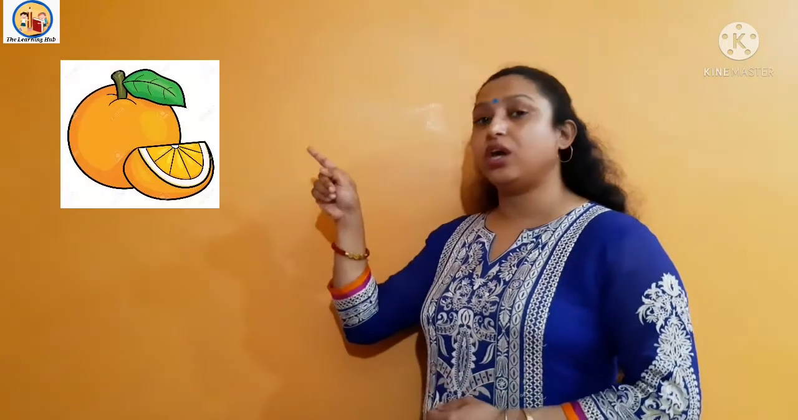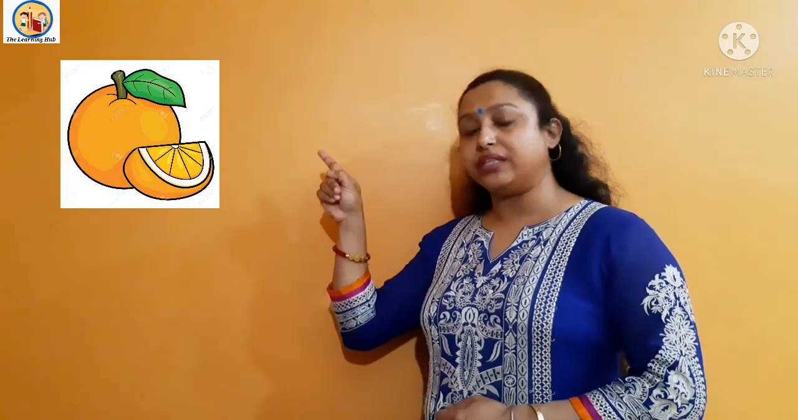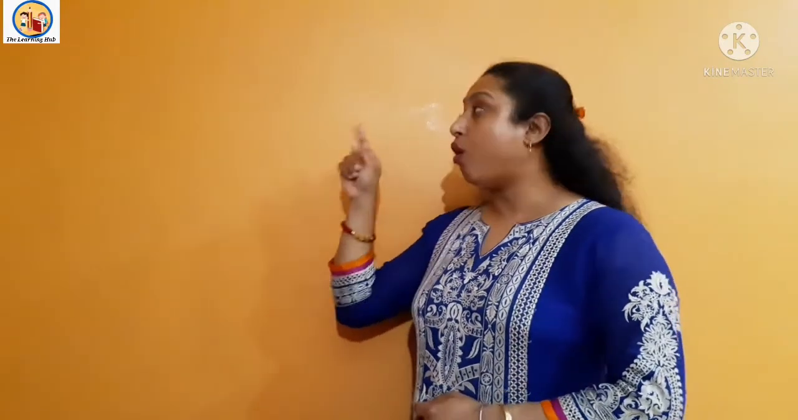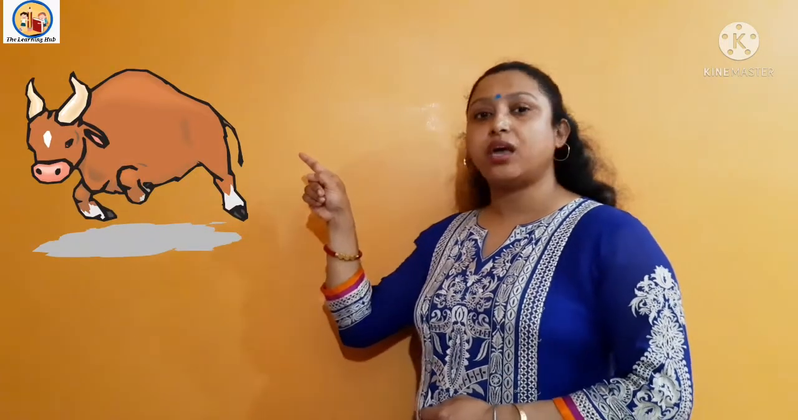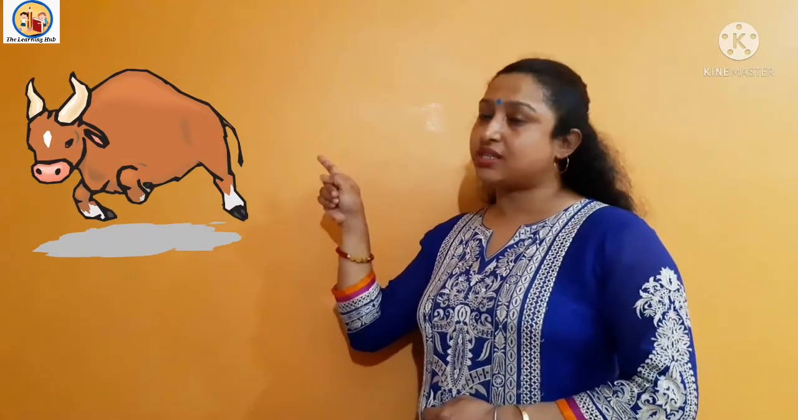So O says O. O for orange. Orange. O for octopus. Octopus. O for ox. Ox. O for oyster. Oyster. Now the next letter is letter P.